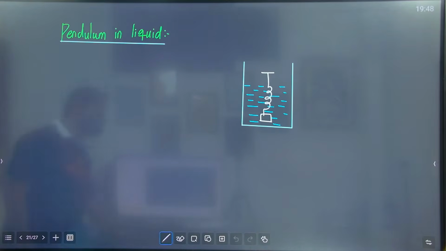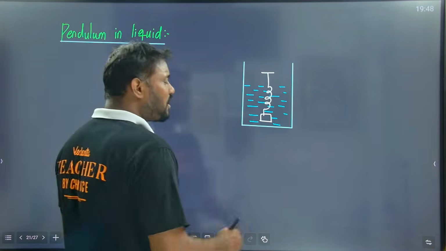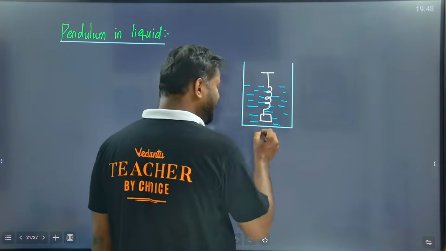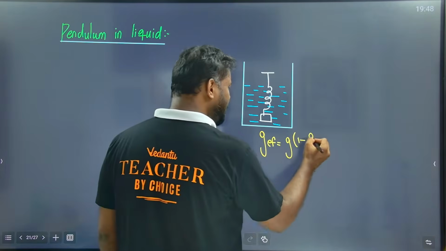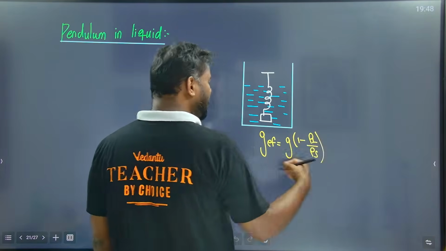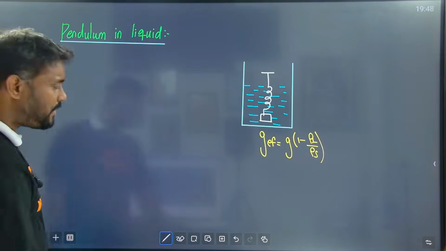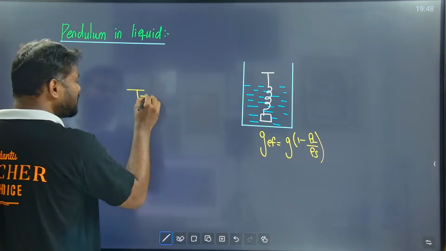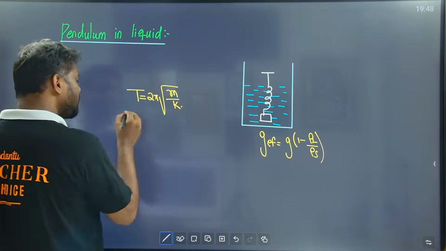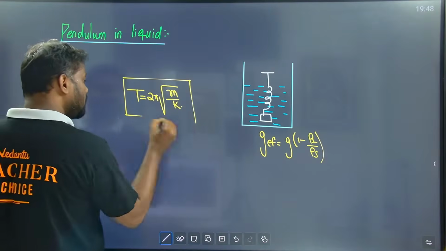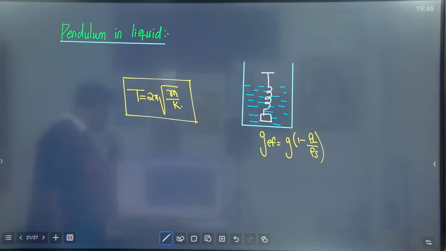So, a pendulum inside a liquid. Look here, only the value of g will change. So what can we say the value of effective g is? Effective g is g times (1 minus density of liquid divided by density of solid), but the time period is independent of g. So what will the time period be? 2π√(m/k). That's it. It depends on the value of k. Clear?